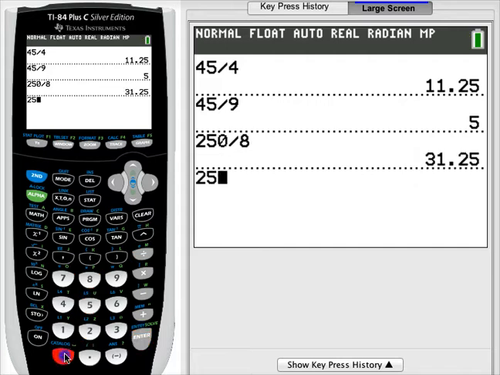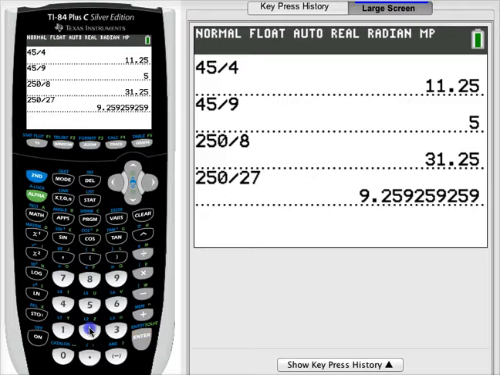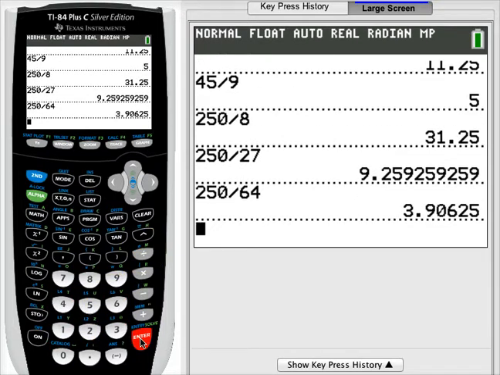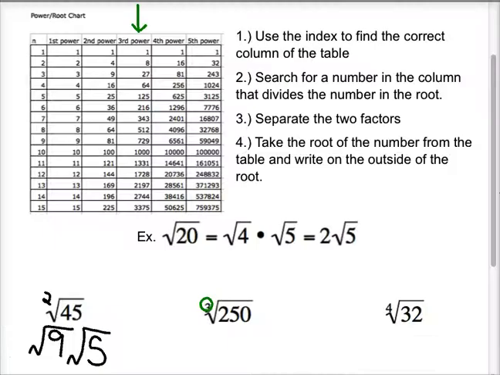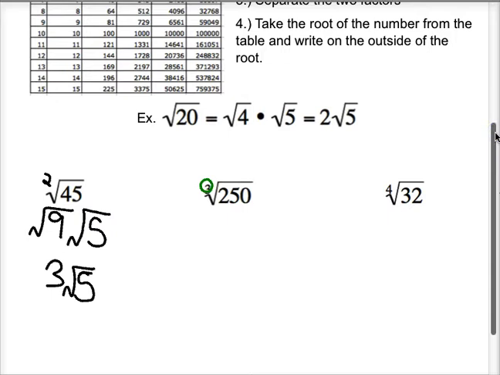No. Transition to the 27. Is it divisible by 27? No. Is it divisible by that 64? No. Is it divisible by the 125? Oh, bingo, there we go. I got my whole number, so 125 and 2 are the numbers that I'm looking for. And again, if you see it right away, don't feel the need to go and use your calculator that way. That's just if you're struggling seeing which one it is. I'm saying you can do that.